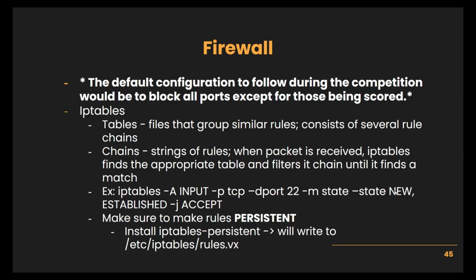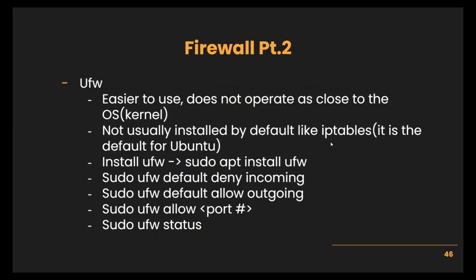And one important thing is make sure you make the rules persistent. If you don't make your firewall rules persistent, then when you turn off the machine and boot it on, your rules won't be there. And how you do that is you would install iptables-persistent, and it'll write to /etc/iptables/rules. And then finally, we have UFW.